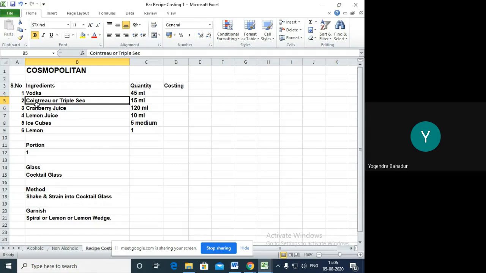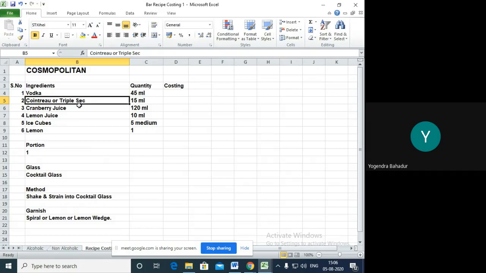If we talk about the rate, Cointreau is a proprietary liquor. Proprietary liquor means only one particular company in France has the rights to use the term Cointreau. Nobody else around the world can use this term. So if you go to the market to find the cost of Cointreau, it will cost you around 1800 to 2000 rupees per bottle of 750 ml.